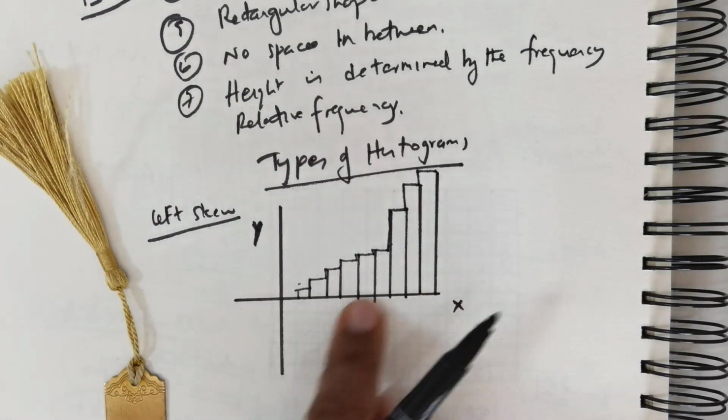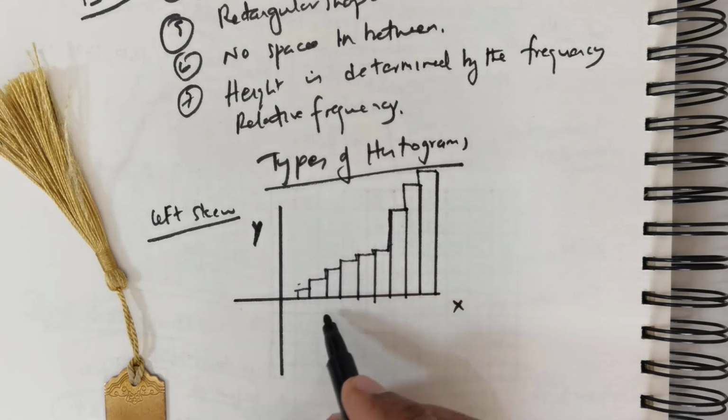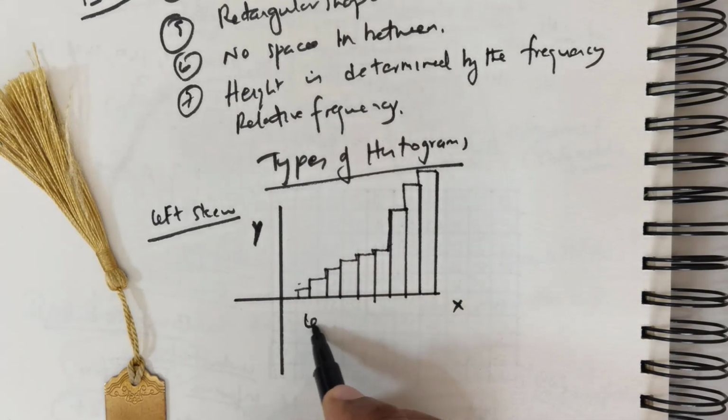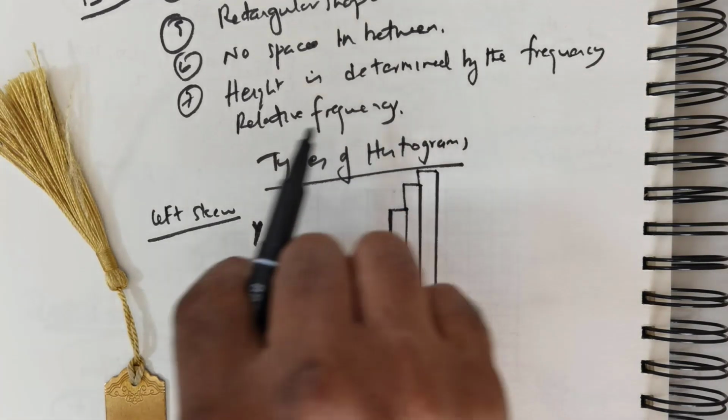Okay, you see that the tail is on the left side. This is called the tail, so it's on the left side. This is called a left skew. So remember that the tail is on the left-hand side.